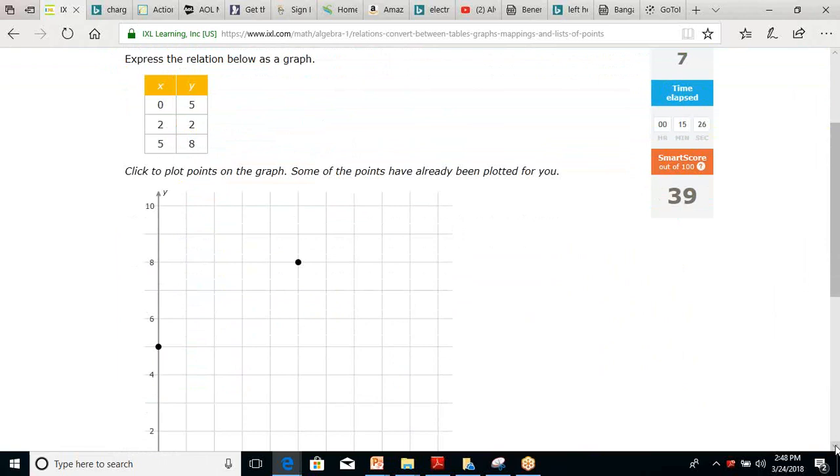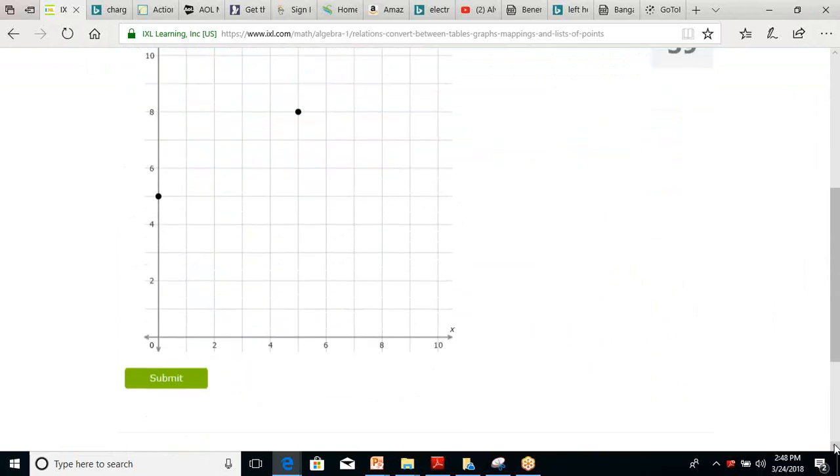So you say express the relation below as a graph. So you're going to express this relation as a graph. So x 0, y 5, x 2, y 2, x 5, y 8. These are points on the graph. These are points in the graph.